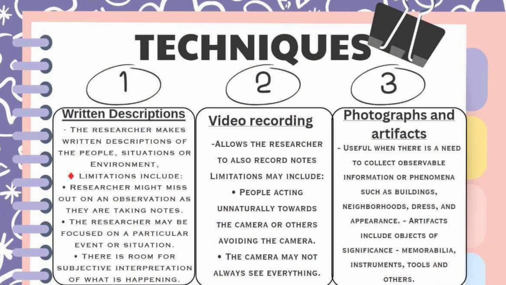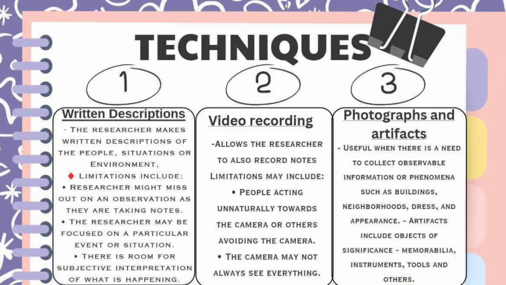Techniques for collecting data through observations. First, we have written descriptions. The researcher makes written descriptions of people, situation, or environment. Limitation includes researcher might miss out on an observation as they are taking notes. The researcher may focus on a particular event or situation. There is a room for subjective interpretation of what is happening. It means that the interpretation has been influenced by personal feelings or emotions.